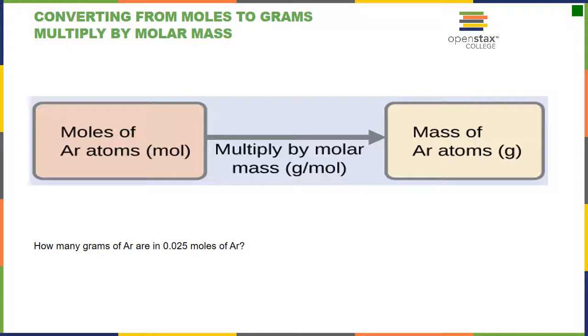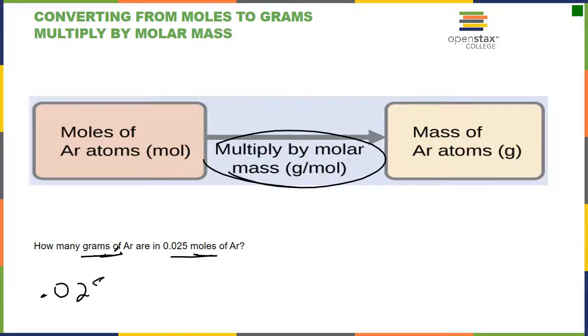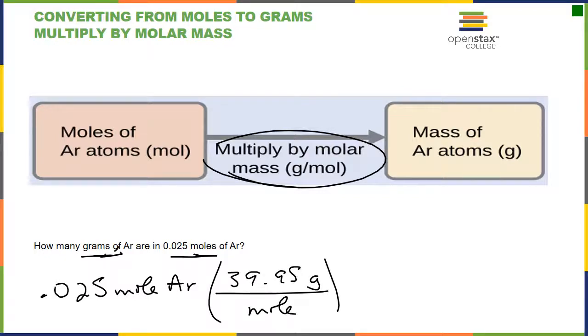All right, so let's look at this one. We want to go from moles into grams. We know that if we want to go from moles into grams, we're going to multiply by the molar mass. So we're going to start out with 0.025 mole of argon. We're going to go to the periodic table, and we're going to realize that we have 39.95 grams per mole. Our mole is going to cancel, and we're going to have an answer of 0.999 grams of argon. We only have 2 sig figs, so let's just call this 1.0 grams of argon. This would be argon atoms because argon exists as an atom.